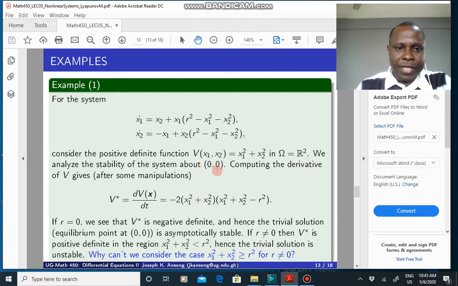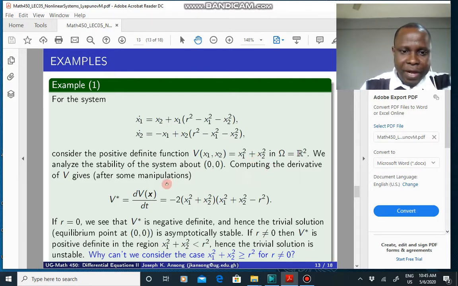So all you do is find the total derivative of the Lyapunov function. In this case, it's given to us, so it's straightforward. Find the total derivative, and after some manipulations, you should come up with an expression that looks like this. Now note that when r is equal to 0, this is 0, then this is positive and this is positive, so the whole total derivative is strictly negative, which means that when r is 0, the equilibrium point is asymptotically stable.